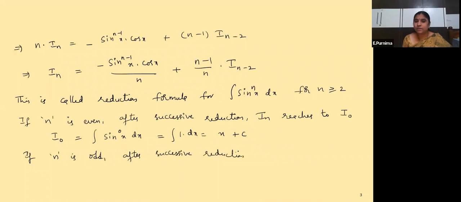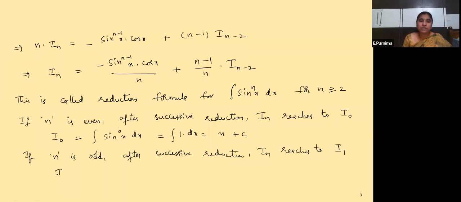After successive reduction, where does it reach? Suppose n is equal to 5, that is sine to the power of 5x. In the first step of integration, 5 minus 2 is 3, so we reach I3. Because 3 is greater than 2, we can still reduce again. 3 minus 2 is 1, so we get I1. Because 1 is less than 2, we cannot do it further. That means if n is an odd number, it reaches I1.